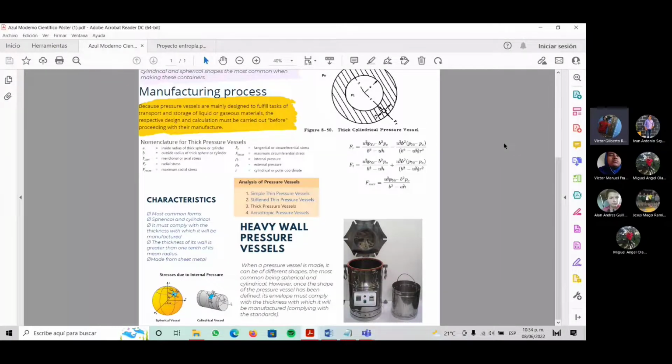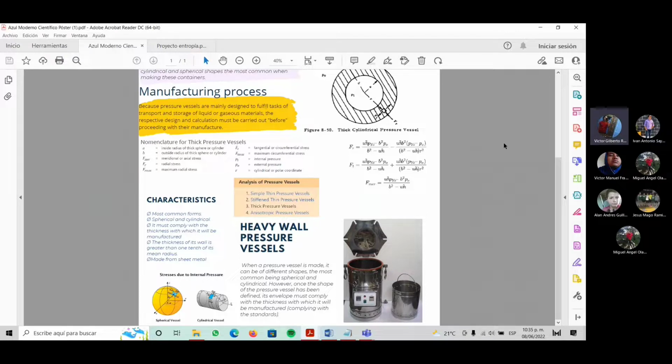This will be defined at the time of carrying out the design and calculation, because the thickness will depend mainly on the pressure difference and the tensions to which the vessel will be subject. For thick wall pressure vessels, the wall thickness is generally greater than one-tenth of the main radius. In this case, the variations between the inner and outer surface become appreciable and ordinary average stress formulas are not accepted.